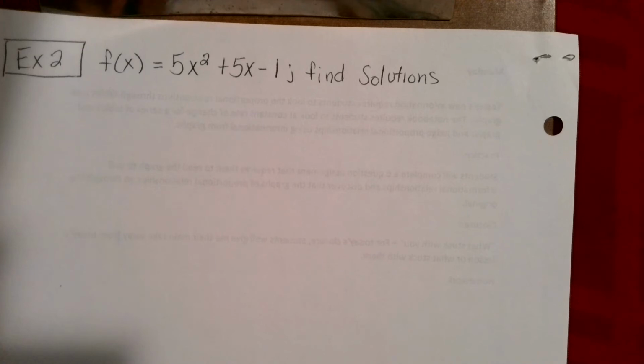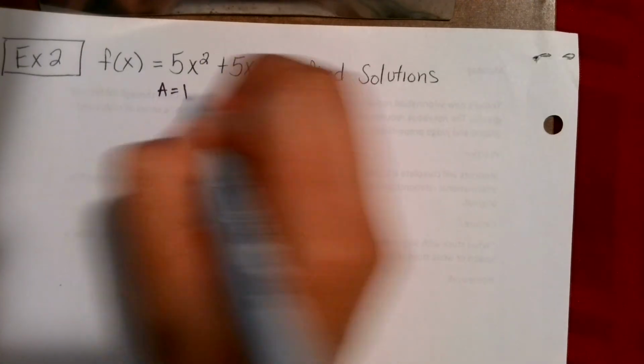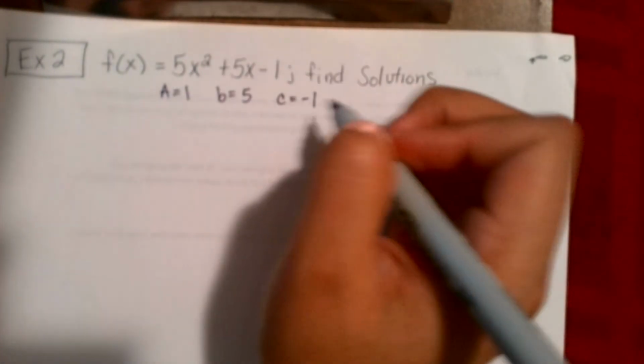All right, so let's go ahead and try this example right here. We're going to go ahead and use the quadratic formula. So we have our A is 1. Our B is 5, and our C is -1. Again, doesn't matter whether they're uppercase or lowercase in the quadratic formula.